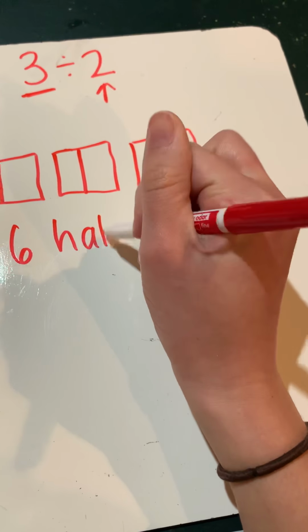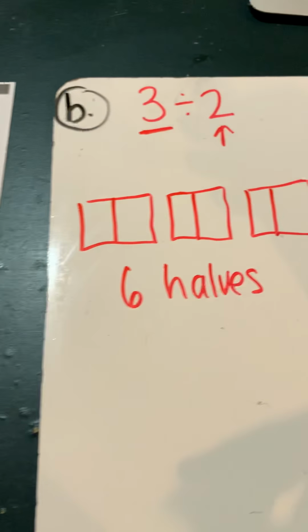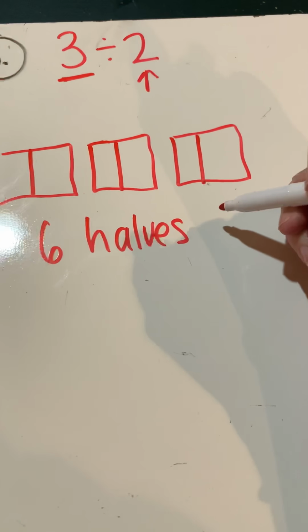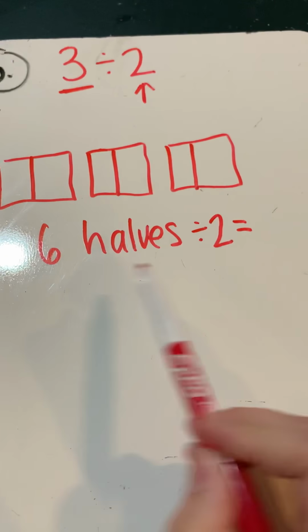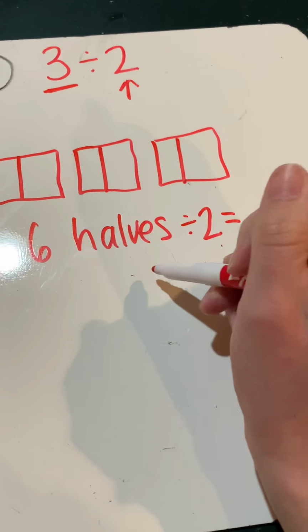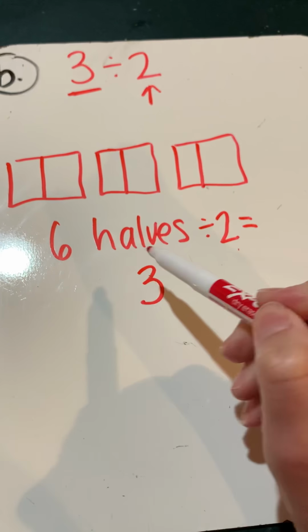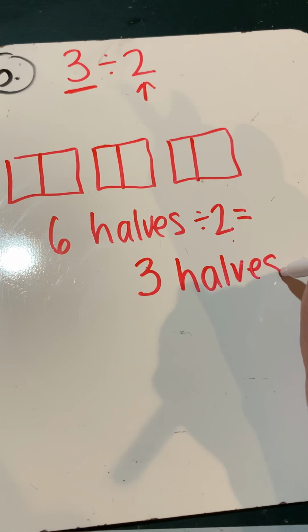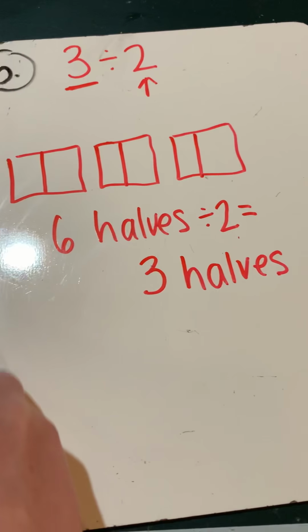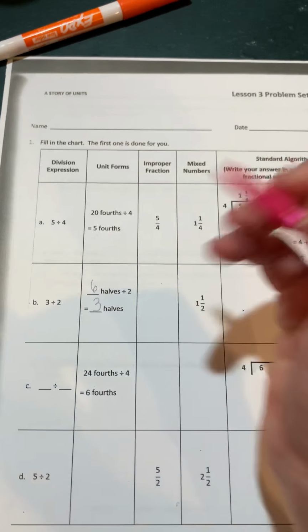So over in your workbook, you're going to write 6 halves, and we're dividing it. We're going back to our problem, and we're dividing by 2. So divided by 2. We know 6 divided by 2 equals 3, because 3 times 2 is 6. Bring down our halves, and we get 3 halves. I'm just going to go over to the workbook page and fill that in.